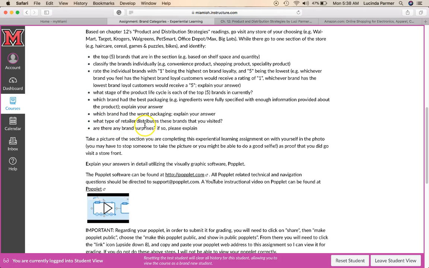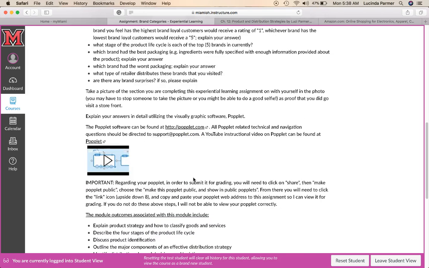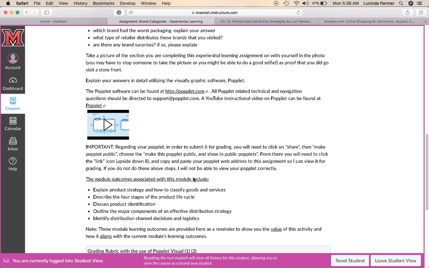And then tell me what type of retailer distributes these brands. Is it an everyday low pricing retailer? Is it a warehouse retailer? Tell me what type of retailer. Are there any brand surprises to you? Then you're going to create a poplet of this.